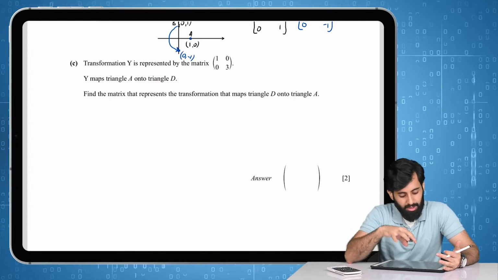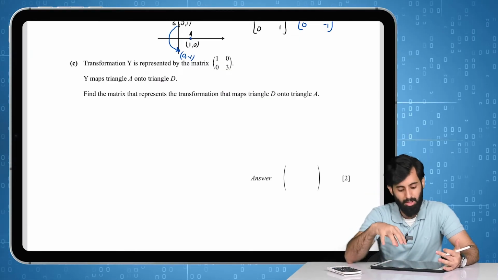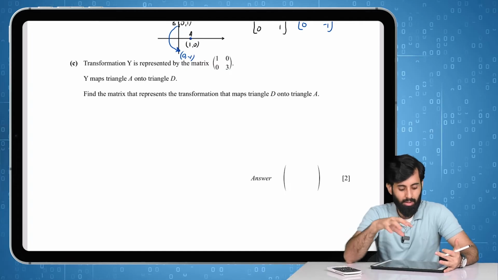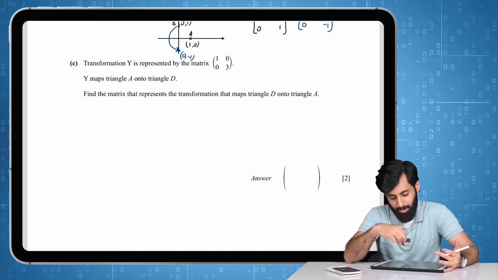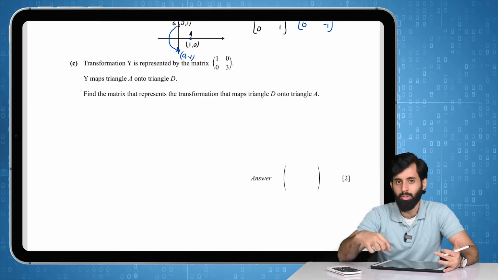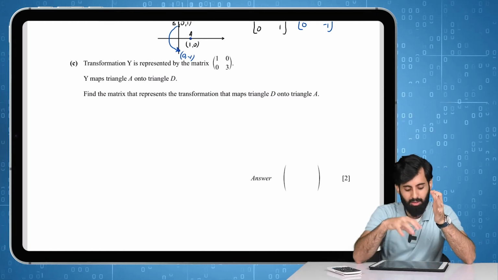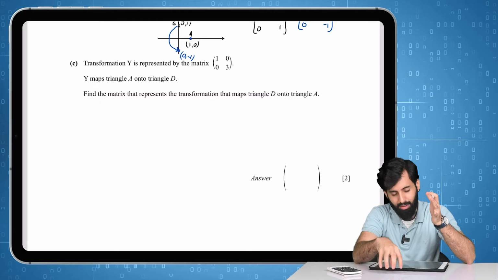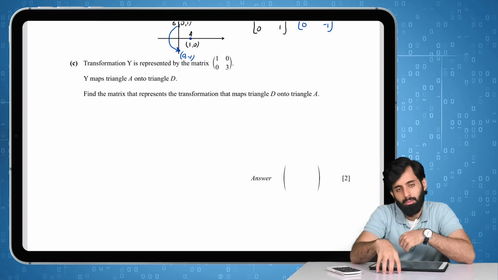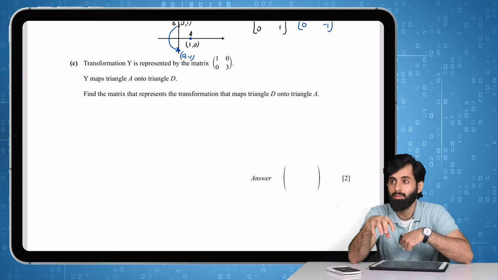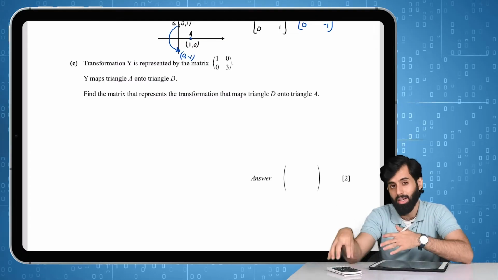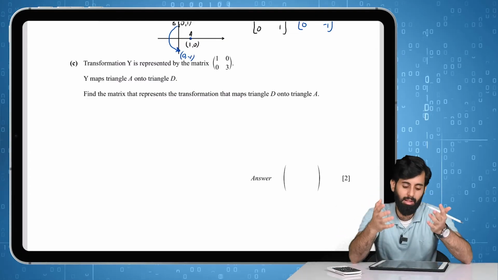According to this question, Y, which is this transformation, maps A onto D. You need to find the matrix that represents the transformation that maps triangle D onto triangle A. So what this basically means is that this matrix takes A and turns it into D. You need to come up with the matrix that, when it's applied to D, brings it back. Okay, now let me tell you what I mean.